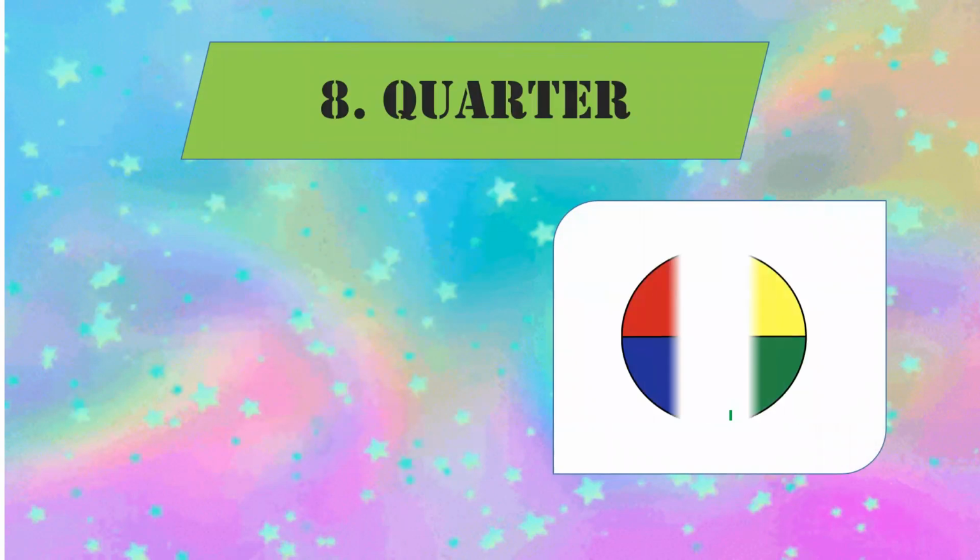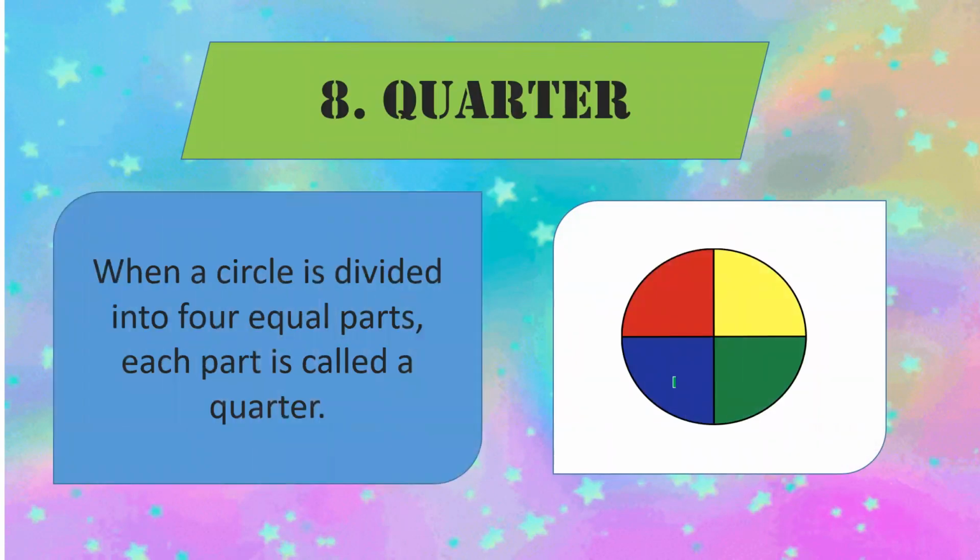The last part is quarter. What is a quarter? When a circle is divided into 4 equal parts, each part is called a quarter. Now, this is 1 diameter, this is again 1 diameter. If there are 2 diameters passing, it will divide the circle into quarters. If only 1 diameter is passing, it will divide the circle into 2 parts of the same size, 2 semicircles. But when it divides into 4, we call it a quarter.